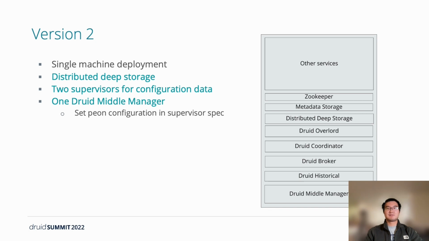We made some optimizations in version 2 to address the problems we found in version 1. We are still a single machine deployment, but we changed to distributed deep storage and only kept 2 supervisors for configuration data. We changed to using only one Druid middle manager and set the configurations for the peons in the supervisor specs themselves.